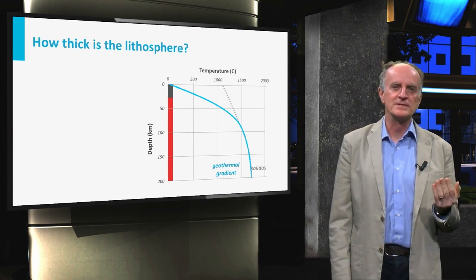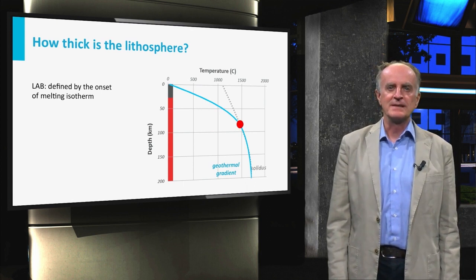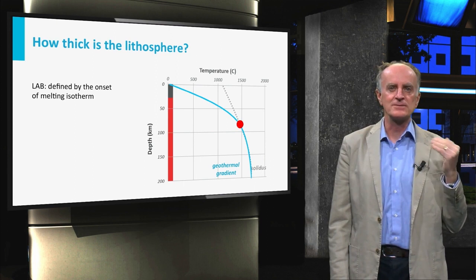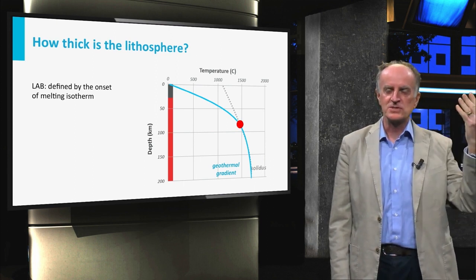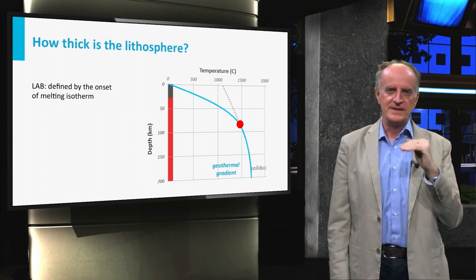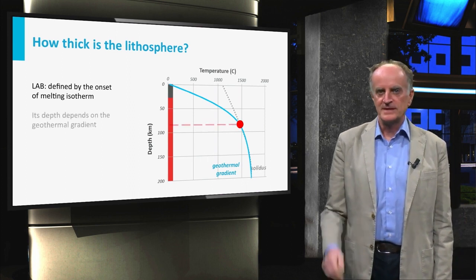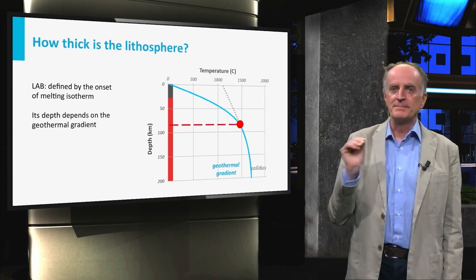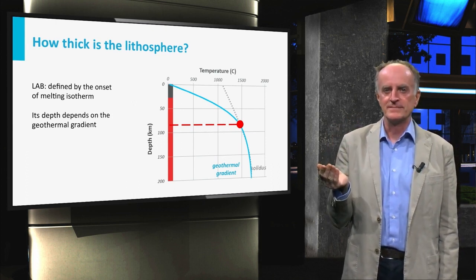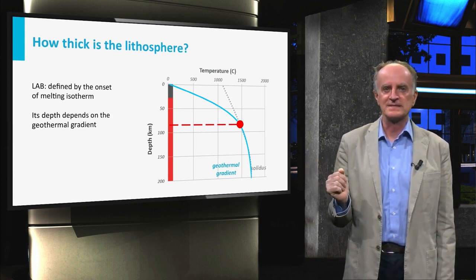Is its depth constant over the entire Earth? In the previous class, we have seen that the boundary between the asthenosphere and the lithosphere corresponds to the isotherm separating fully solid rocks above from partially molten rocks below. This temperature is usually assumed to be 1300 degrees. The depth of this isotherm, and thereby the thickness of the lithosphere, depends on the geothermal gradient. In the case shown in the slide, the lithosphere is around 90 kilometers thick.